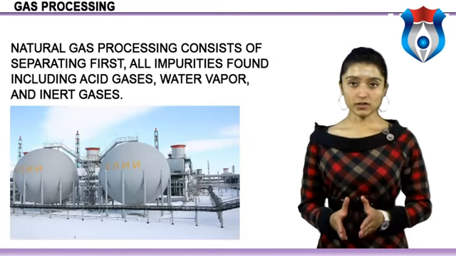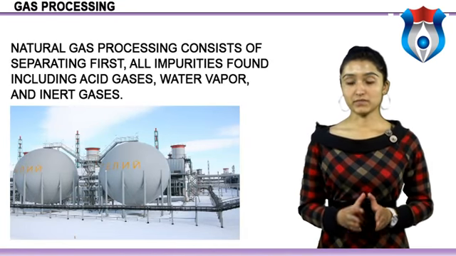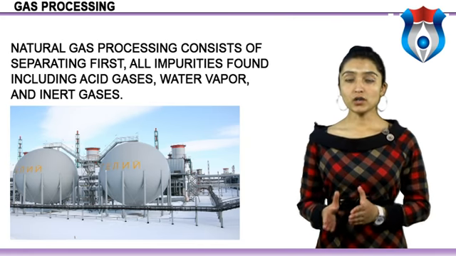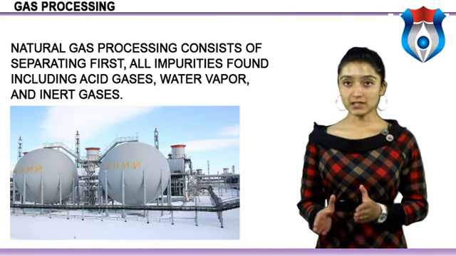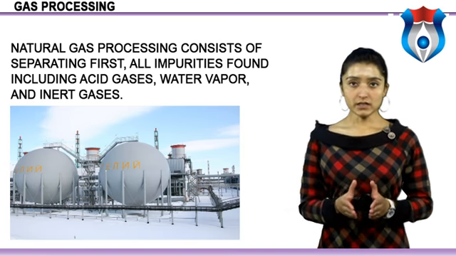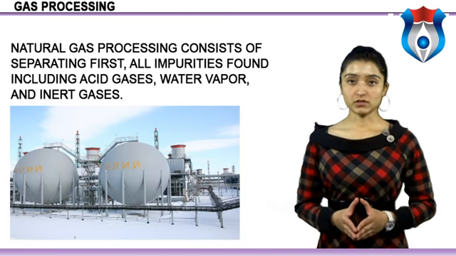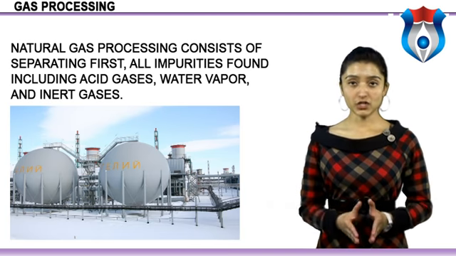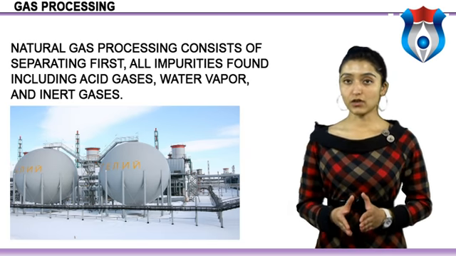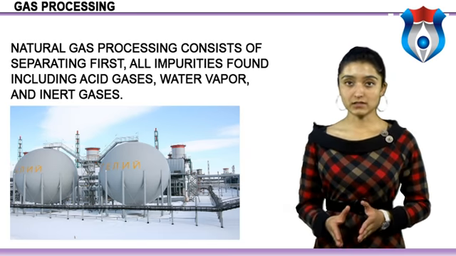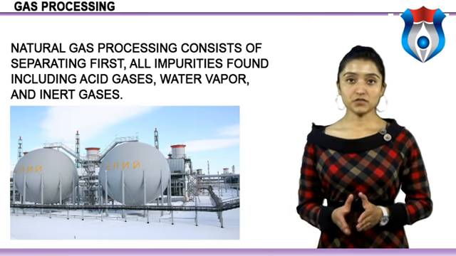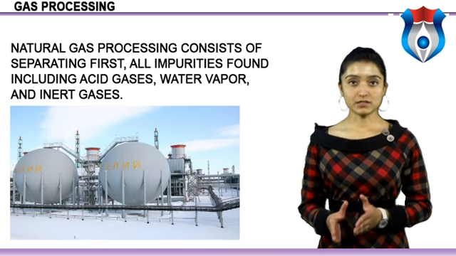Let's start with the concept of gas processing. Natural gas processing consists of first separating all impurities found, including acid gases, water vapor, and inert gases. This stage is called gas treatment. Sweetening of sour natural gas is the initial purification step, which takes care of the removal of acid gases, H2S and CO2. Amine treatment, physical methods and others are discussed.